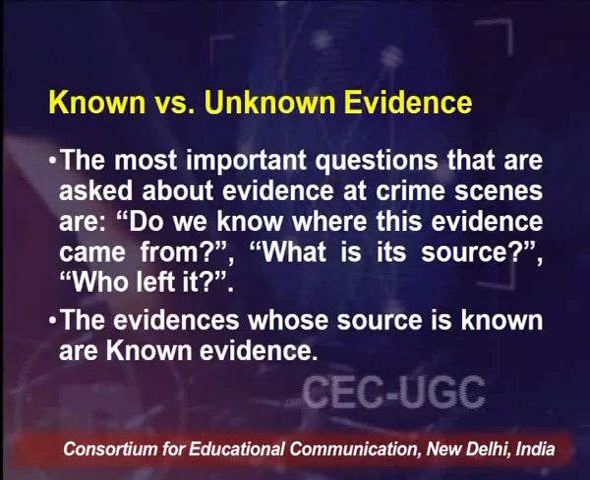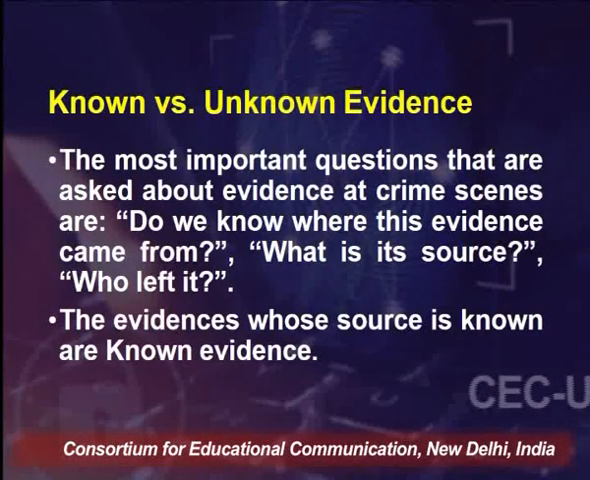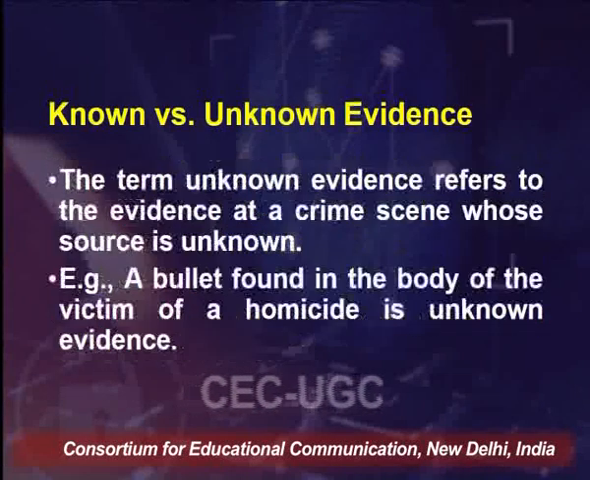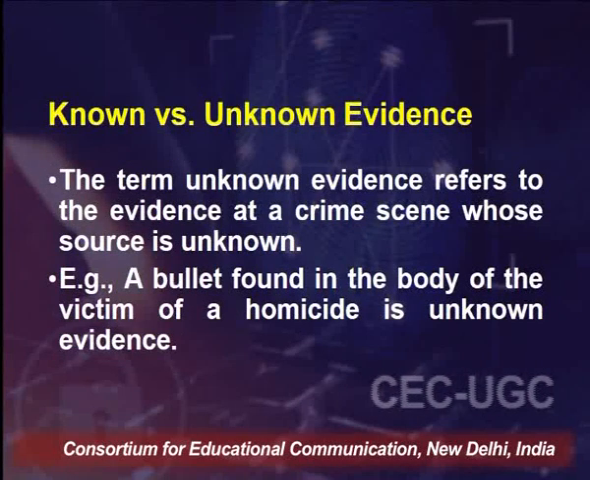Then the next category is known versus unknown evidence. The most important questions that are asked about evidence at a crime scene are: do we know where this evidence came from? What is the source of this evidence? Who left this evidence at the crime scene? The evidences whose source is known are known evidences, and the term unknown evidence refers to the evidence at a crime scene whose source is unknown.